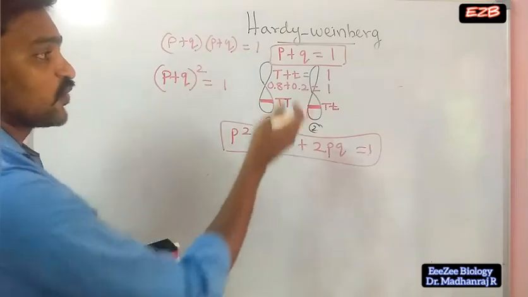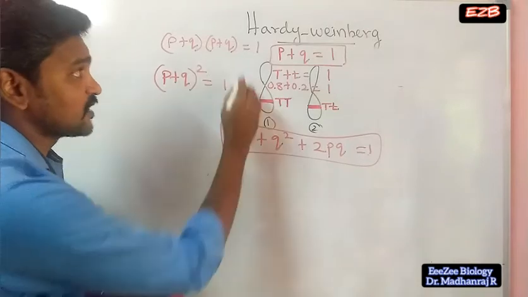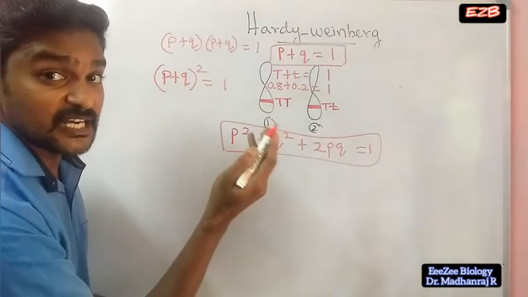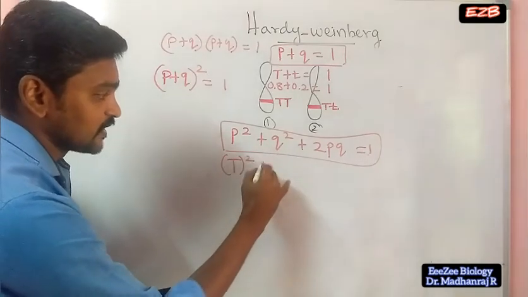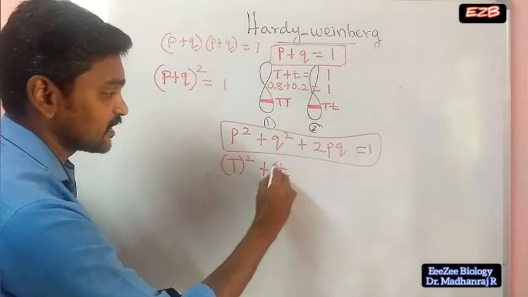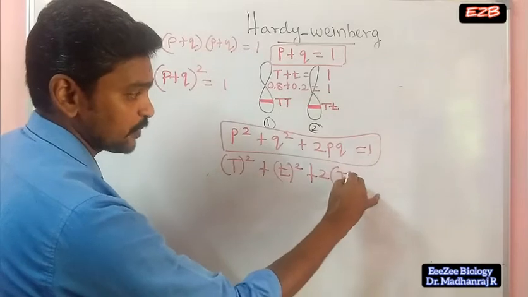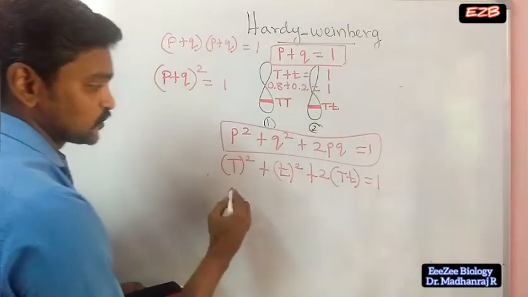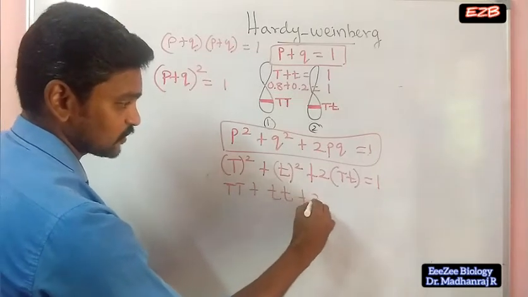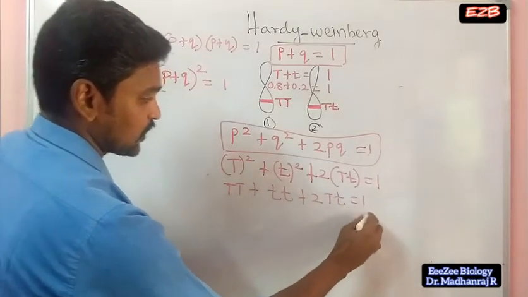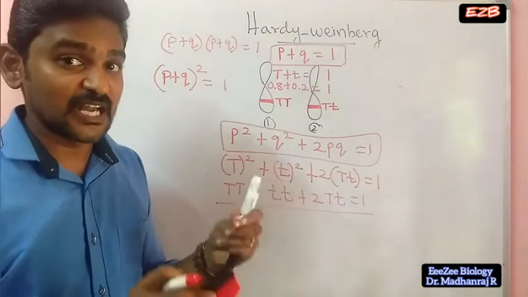So now we can go for the genotypic frequencies. Okay, p square. What is p square? P denotes the dominant allelic frequency, right? So p denotes the dominant allele, T square. Q means the recessive allele. So T square, plus 2 into p means capital T, q means small t, equal to 1. When you simplify this, TT plus 2Tt equal to 1. So this is a simplified form of the equation. Always it remains constant, that will never change.